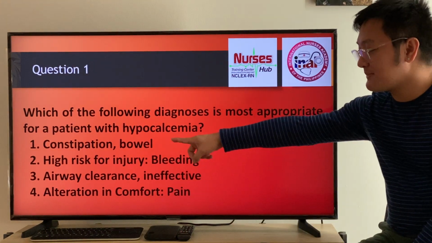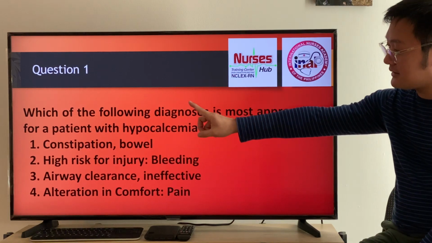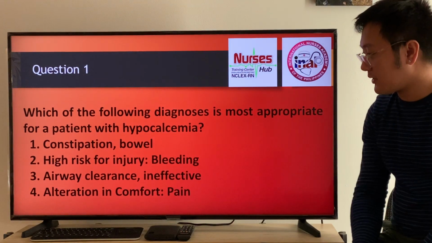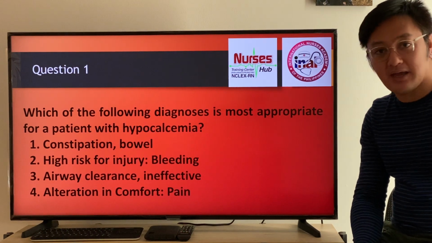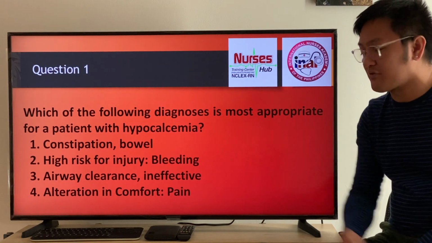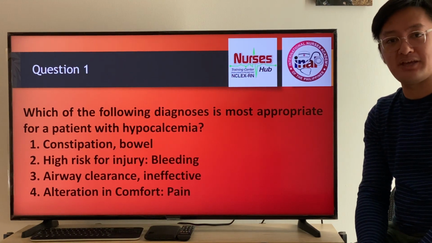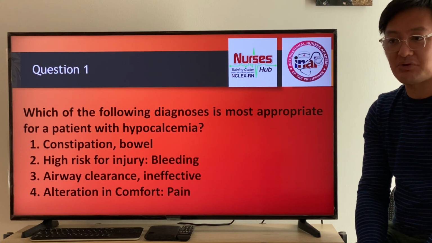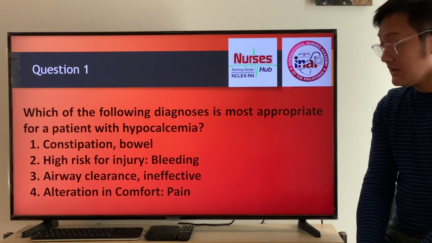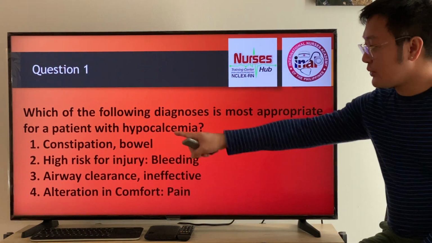Okay, so we eliminated 1. 2 and 3 will stay there. 4, alteration in comfort, pain. Will there be pain in hypocalcemia? Most probably no. It's more for a patient with hypercalcemia, increased calcium, because it may be associated with bone demineralization, giving you bone pain, right?